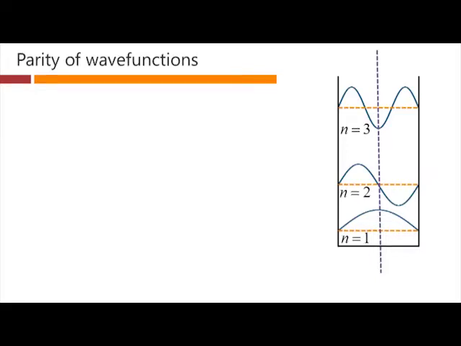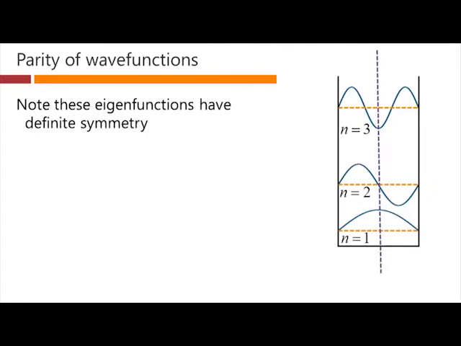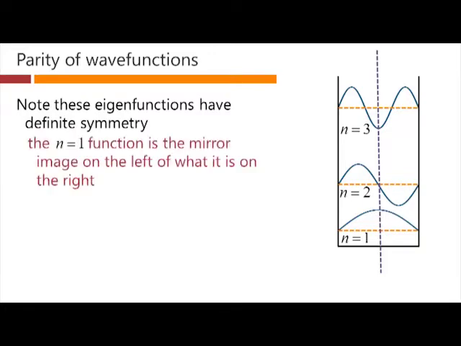Another useful aspect of solutions to such a symmetric problem as this is what's called parity. These eigenfunctions that we see here have very definite symmetry. So we start at 0 over here and we go back down to 0 at the other side. And this function here has a very definite symmetry to it. Specifically, this n equals 1 eigenfunction is the mirror image on the left of what it is on the right. So if we take a point here on the right, then at the corresponding mirror image point on the left of this center line here, we'll get exactly the same value.